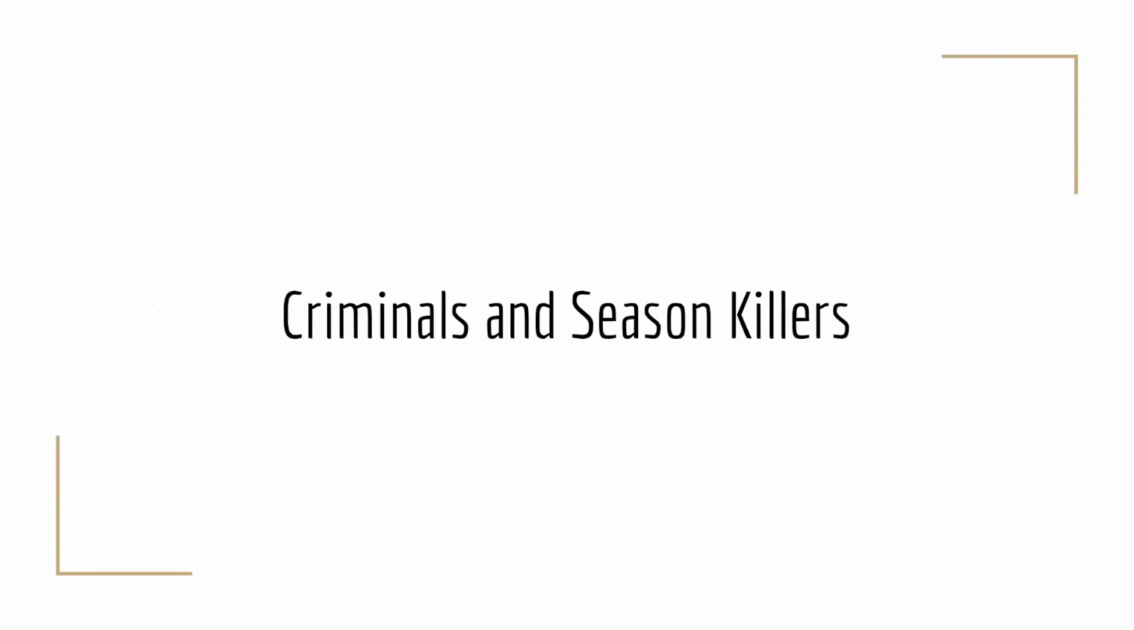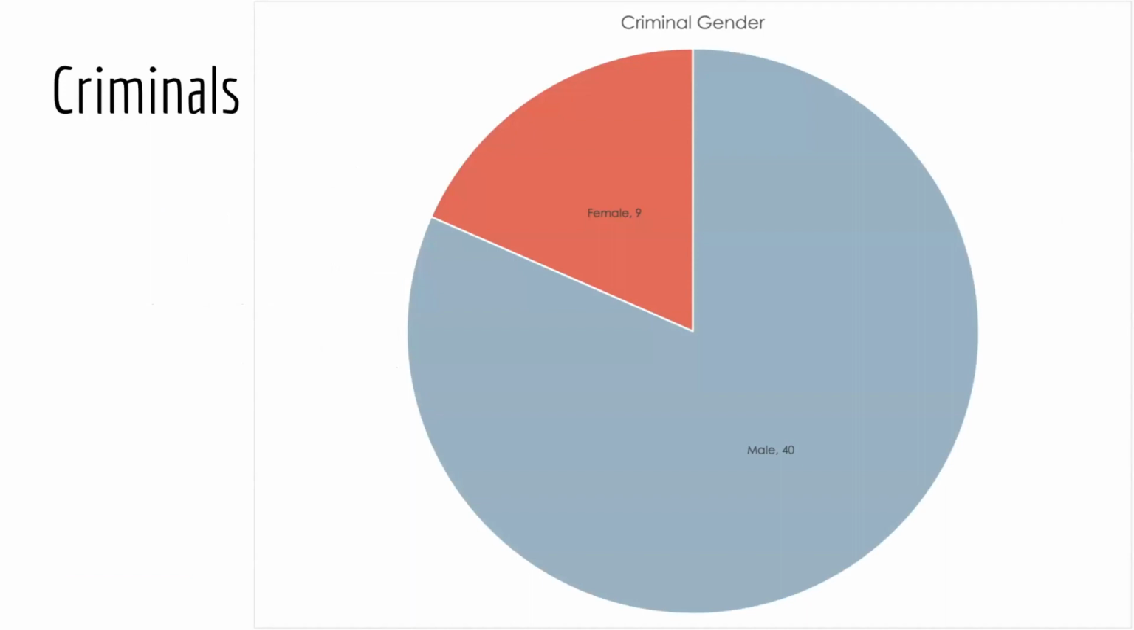Okay, now we're going to get into the criminals and the season killers and Dexter. So this is the gender ratio of the criminals. Obviously there's a lot more men than women. The females are about 18% of the total, and with other crime shows I've done, the ratio is a little higher. In this show, there also are a lot fewer criminals total, and these do include Dexter and the season killers, who are all men.